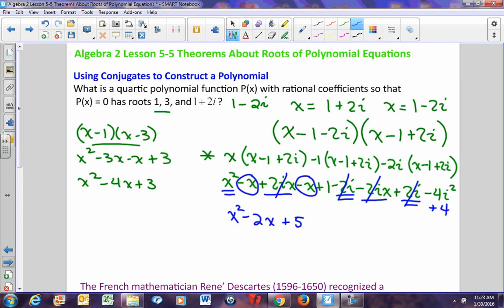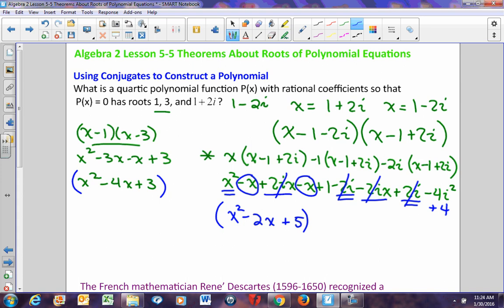Let me see if I missed something. Oh, yeah, for that part of the equation. Okay, and so now I have to take these two parts of the equation and multiply them together. You're like, oh, God, this is hard. It's not hard. It's just time consuming.